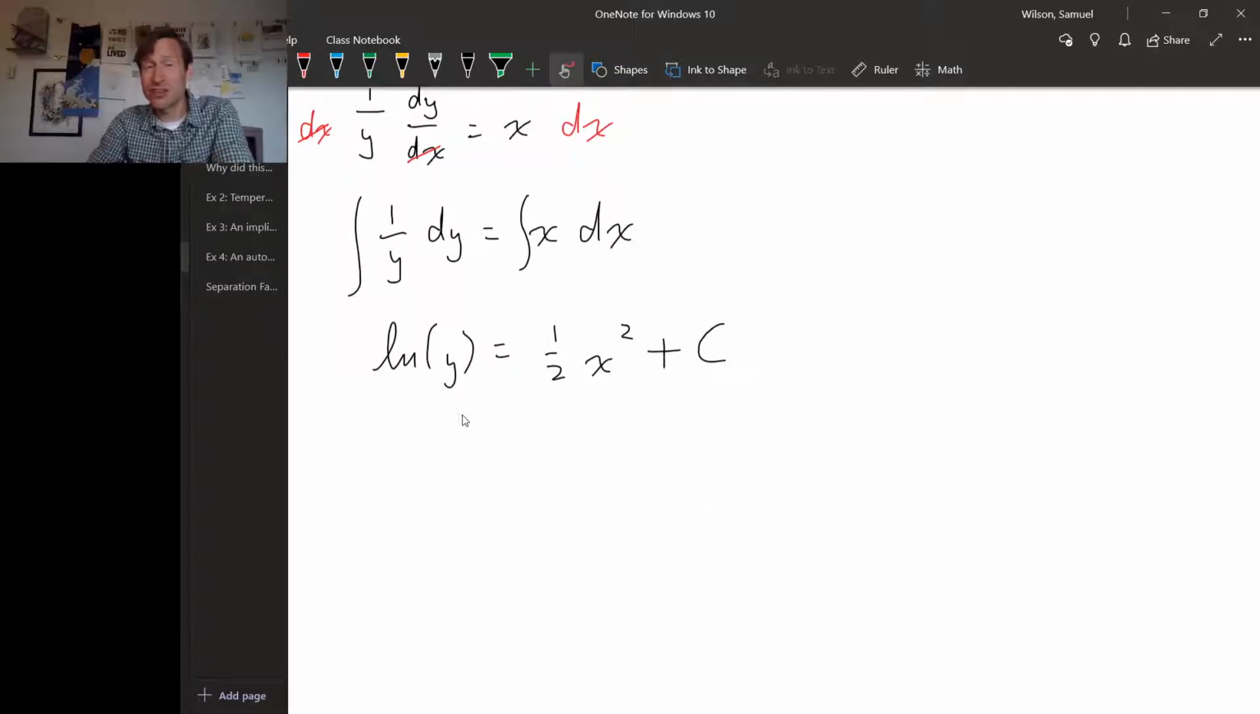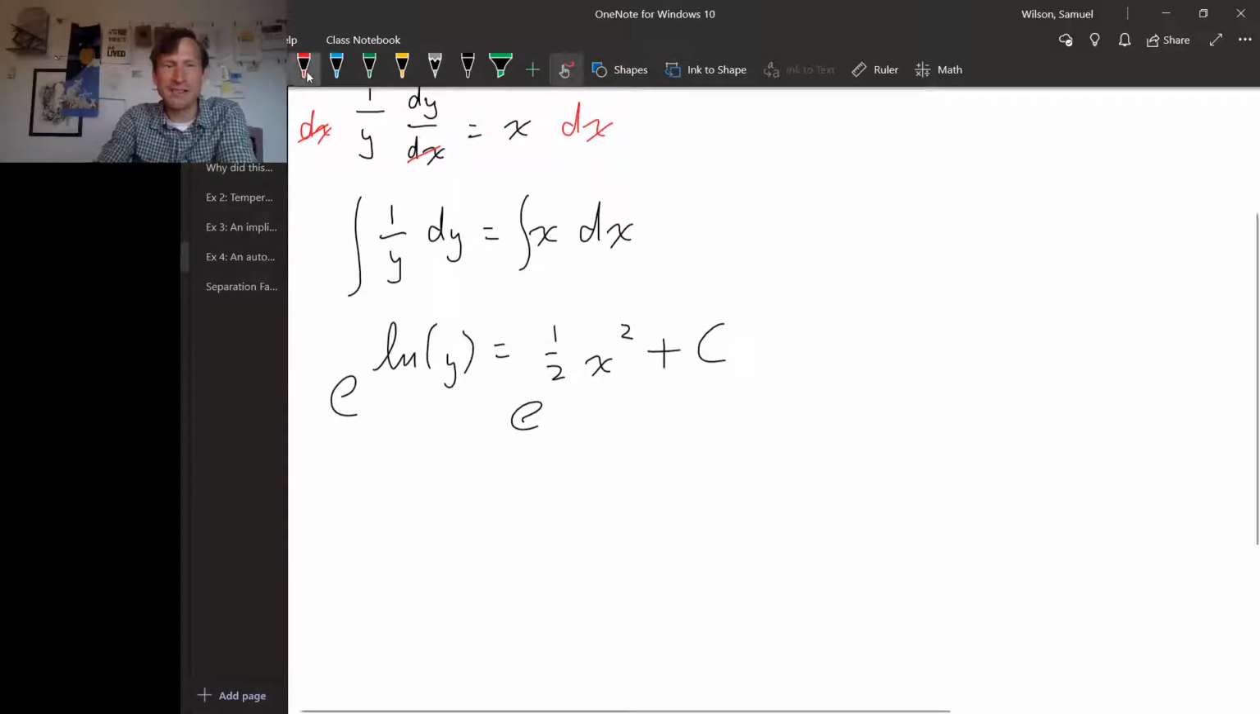Remember, we were trying to solve for y, so all we have to do now is solve this algebraic equation for y. We can just exponentiate on both sides, right? Use both sides as an exponent on e. On the left-hand side, exponentiation base e and natural log base e undo each other, and we're just left with y. And on the right-hand side, we get e to the 1/2 x squared plus a constant.